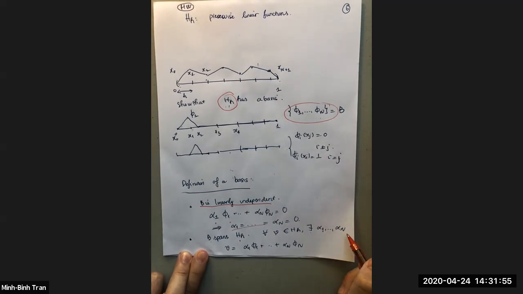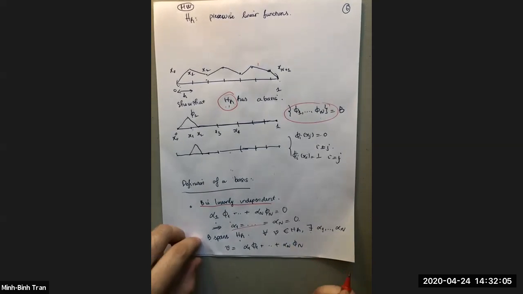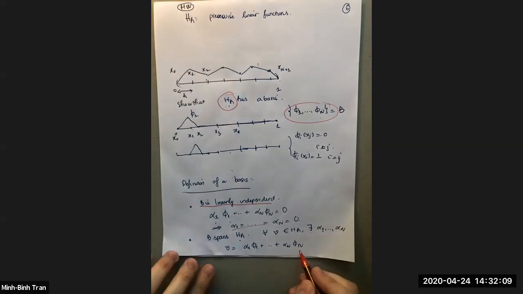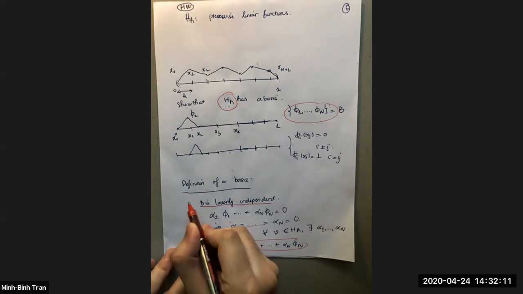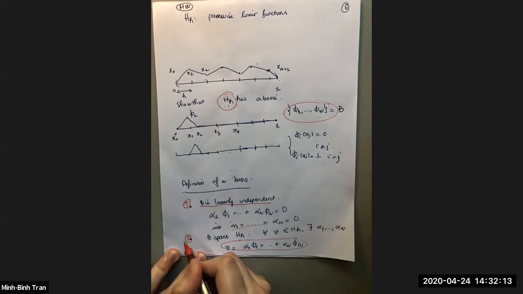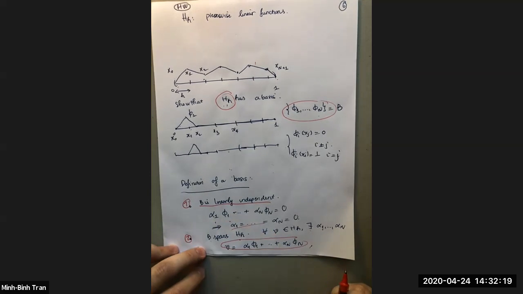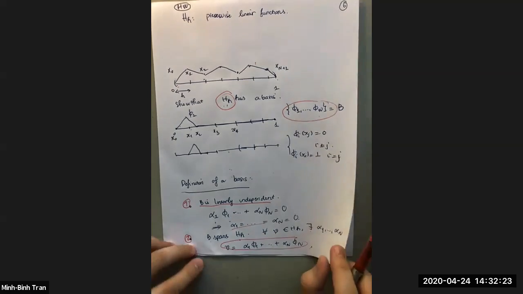Then there exist alpha 1 to alpha n so that V is going to be written as alpha 1 phi 1 plus alpha 2 phi 2 plus alpha n phi n. So the point is that I'm going to show you the second point. If I show you how to do the second point, you will know that the first one will be a corollary of the second point. All right.